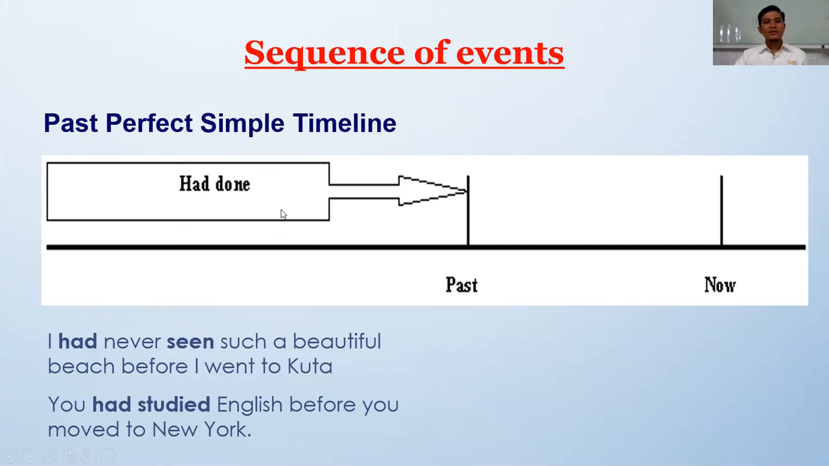So the situation or condition is that you saw a beautiful beach. But before that, you had never seen such a beautiful beach. This is now, so you are talking here, but you are talking about something that happened in the past. So you can say, I had never seen such a beautiful beach before I went to Kuta.